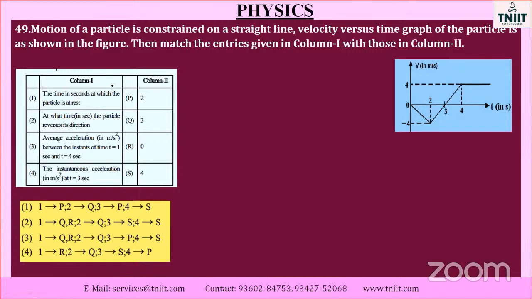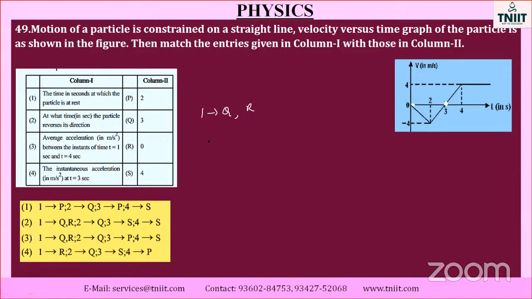r. But here the number is mentioned. So when the particle is at rest, the point should be at 3. Here the particle will be at rest. So one should match with q. Second one, even r is also fine. It is also 0. So q comma r. So q comma r is there in the third option and in the second option.